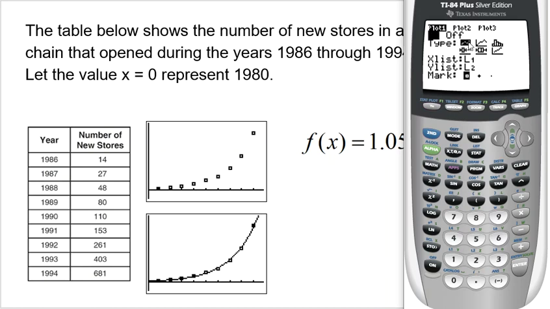The scatter plot is highlighted, and the x's are list 1, the y's are list 2. You could choose a different mark, whether you want to use little plus signs, little dots, little squares. It really doesn't matter, whatever you want to use. And once you're all done with that, again, zoom 9 is the zoom stats. That's how I got that beautiful picture, and with practice you can get that same picture.